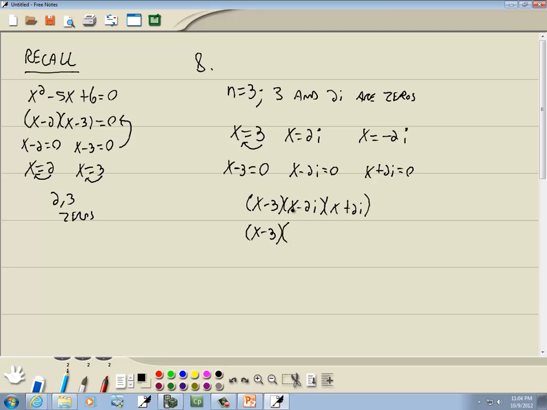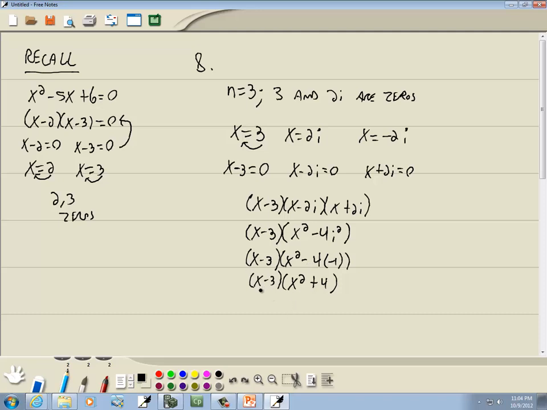The neat part about conjugates is all you have to do is multiply your first parts together and your last parts. So x times x is x squared. Negative 2i times 2i gives you a negative 4i squared. Probably the only place in college algebra where you use this fact. i squared is equal to negative 1. So this becomes x minus 3 times x squared. Negative 4 times negative 1 gives us a positive 4.